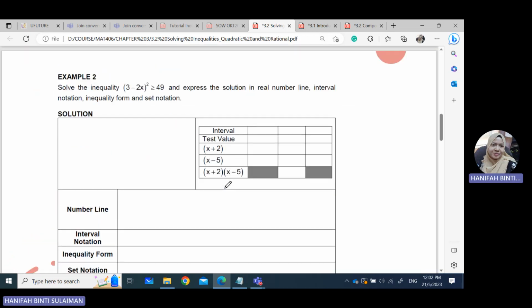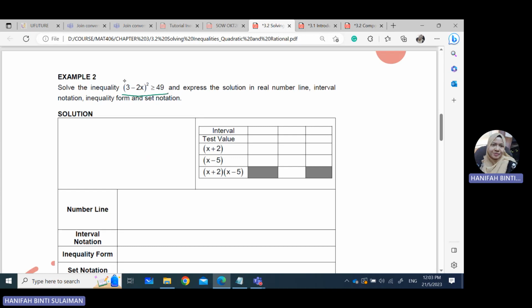Example 2. Solve the inequality 3 minus 2x, the whole thing to the power of 2 greater than or equal to 49. And express the solution in real number line, interval notation, inequality form, and set notation.